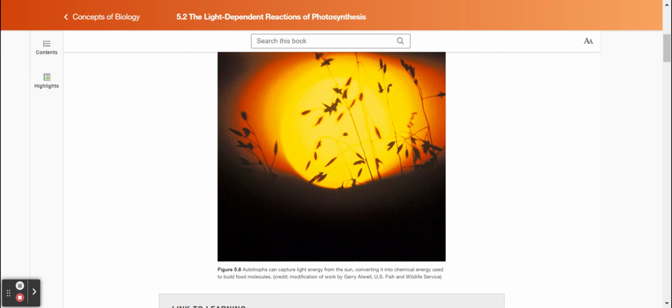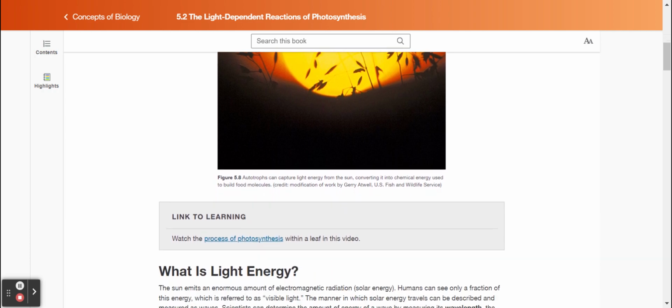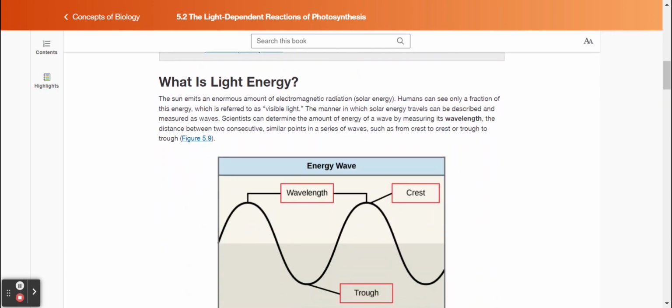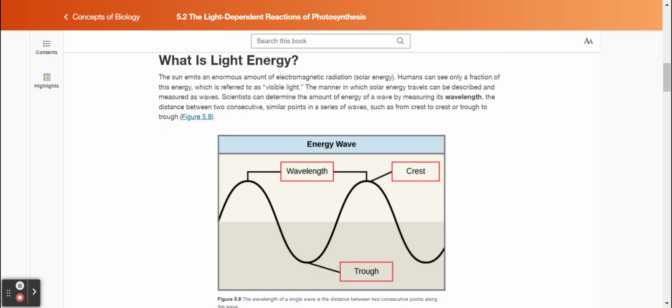Figure 5.8. Autotrophs can capture light energy from the sun, converting it into chemical energy used to build food molecules. What is light energy? The sun emits an enormous amount of electromagnetic radiation, solar energy. Humans can see only a fraction of this energy, which is referred to as visible light. The manner in which solar energy travels can be described and measured as waves.